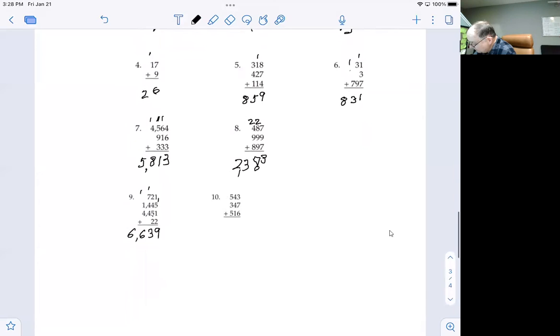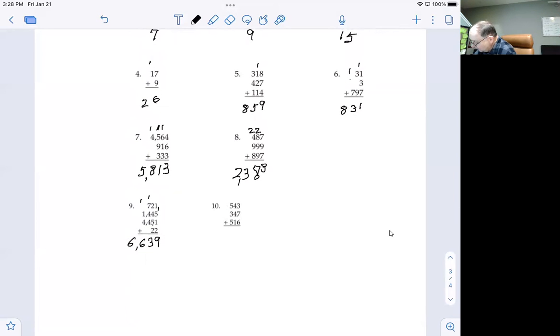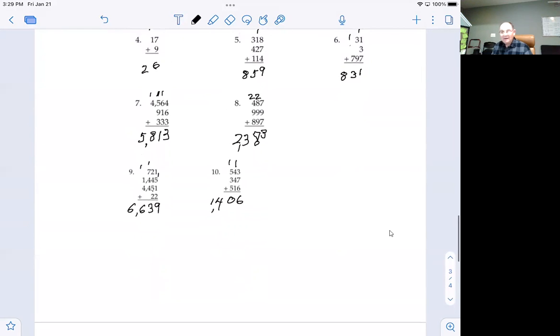And finally, number 10, 43 plus 347 plus 516. We add the ones column first. 3 plus 7 is 10, plus 6 is 16. So that's 6, carry a 1. 1 plus 4 is 5, plus 4 is 9, plus 1 is 10. That's 0, carry a 1. 1 plus 5 is 6, plus 3 is 9, plus 5 is 14. So the answer is 1406, or 1,406, whichever way you want to say it. And that brings us to the end of Unit 2.